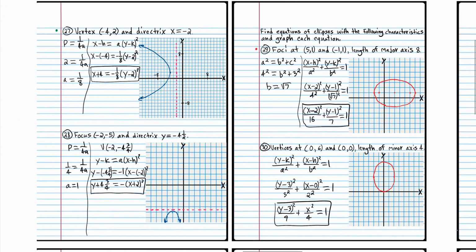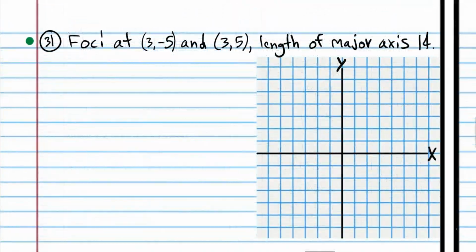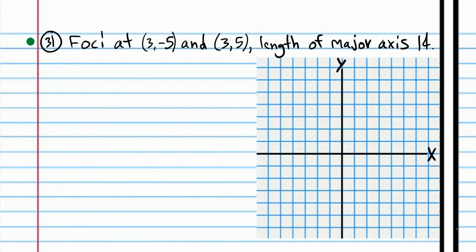All right, so I want you to get a picture of these problems, and I want you to use 29 and 30 to do number 31. Try number 31, and when you come back, we'll do it together.